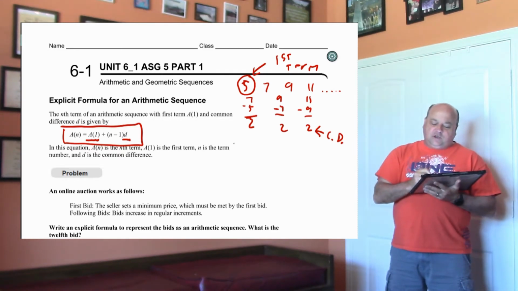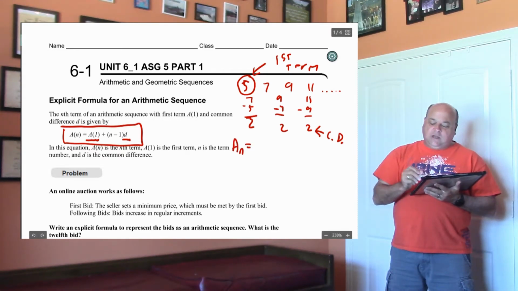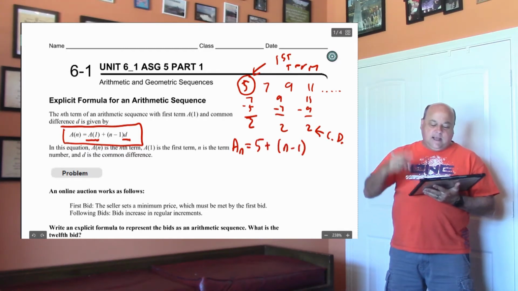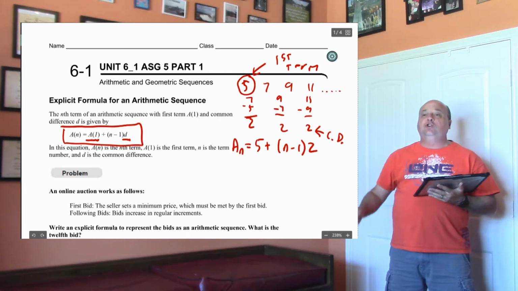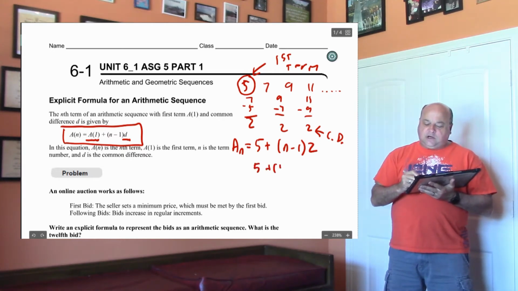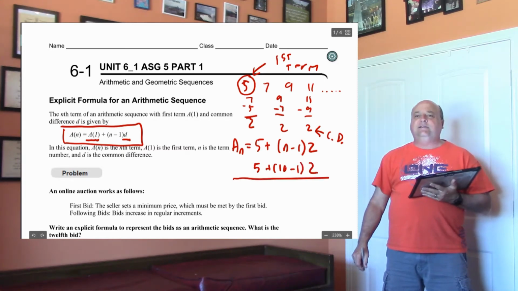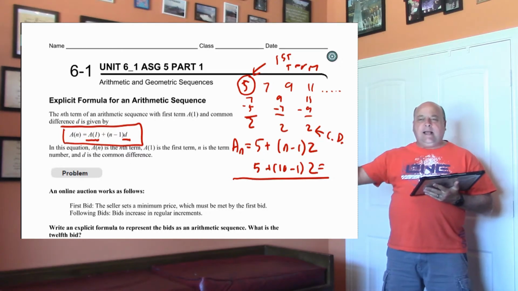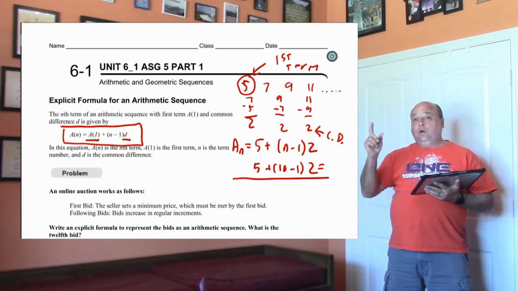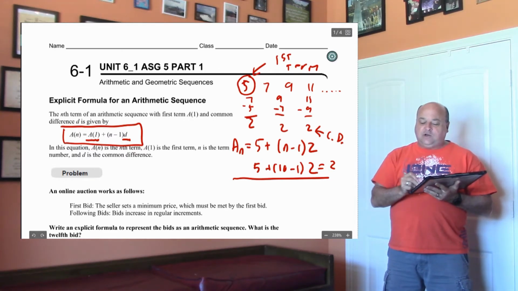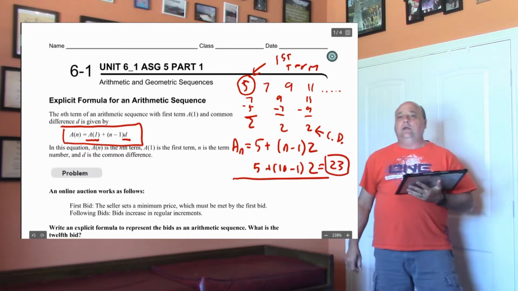So the series of numbers would be a sub n equals the first term, which is 5, plus, you put n minus 1, and then the common difference is 2. Now then, let's say I wanted to find the 10th term. For the 10th term, I would replace the n with 10, type that as is into the calculator, and just get the answer, okay? If you do it by hand, you've got to do the parentheses, multiply, then add. So this is going to be 23 if you do it on the calculator, okay?